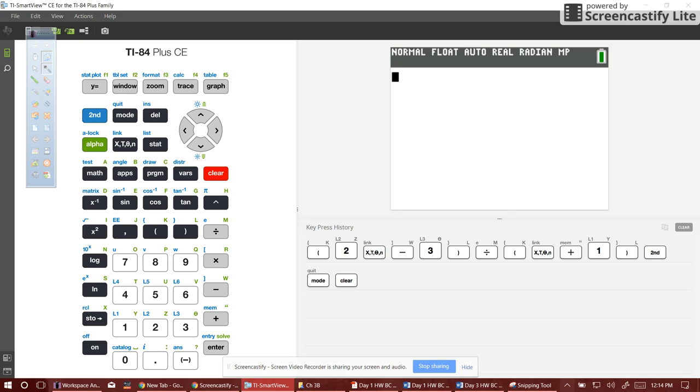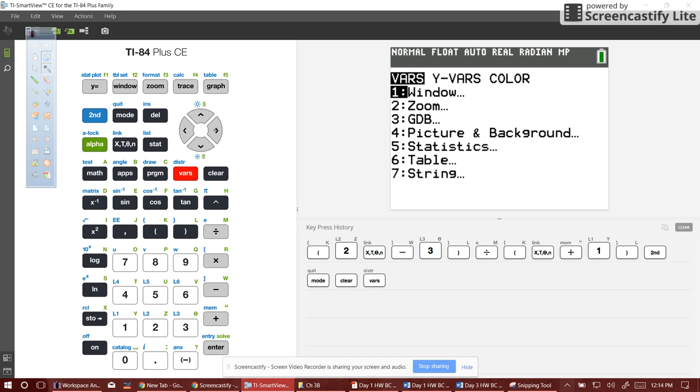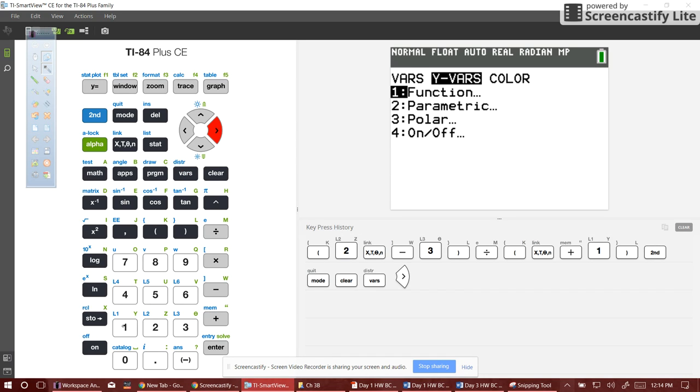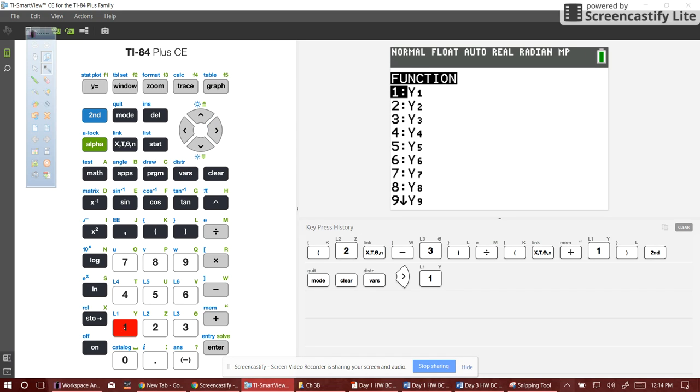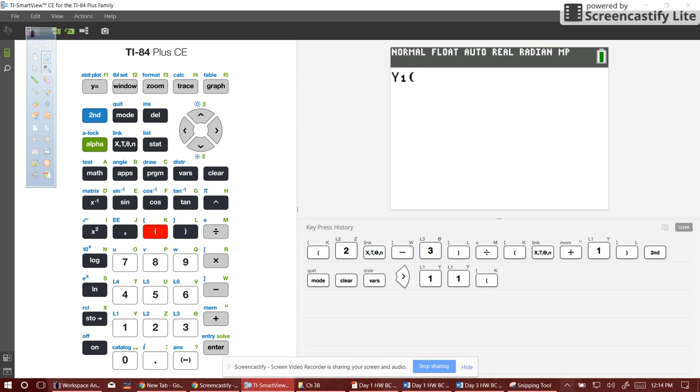And to go get my f, our calculator uses y1. So we press vars. We go to y-vars. We pick 1 for function and we'll choose 1 for y1. And then we need to use our parenthesis notation. And then we're going to put in our first value, which was 0.